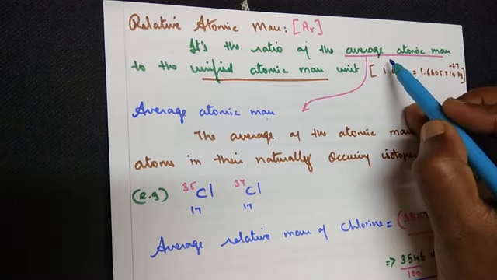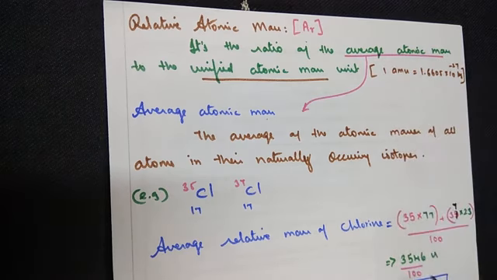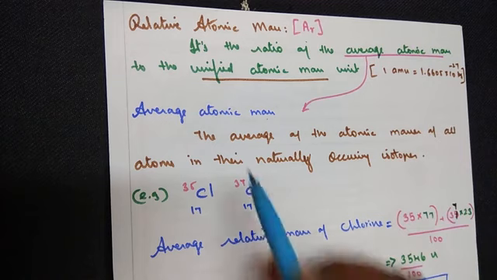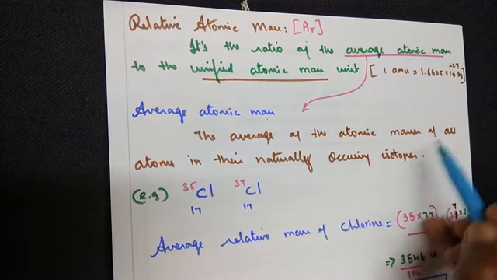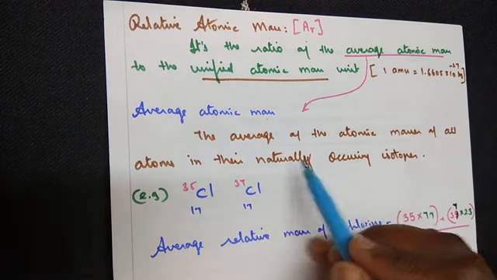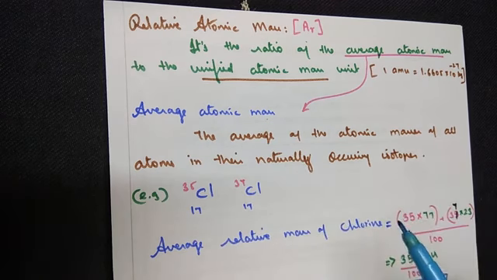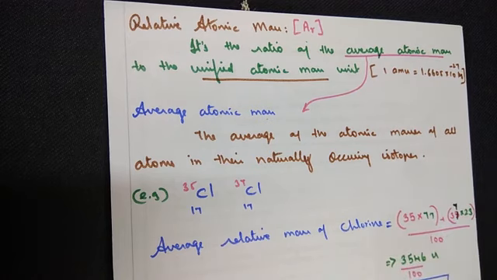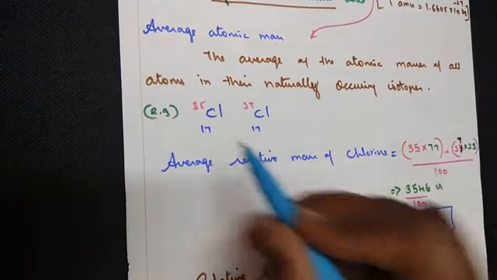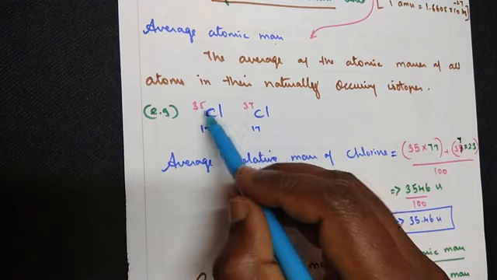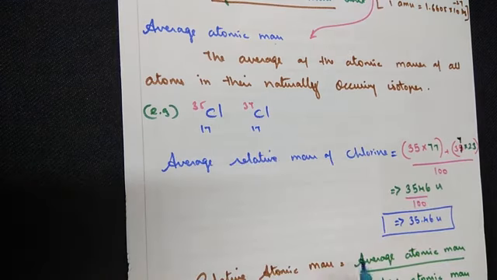Now our point of interest is average atomic mass. The meaning of it is the average of the atomic masses of all atoms in their naturally occurring isotopes. The keyword here is isotopes. Now you know the meaning of isotopes. They have the same atomic number but different atomic masses.